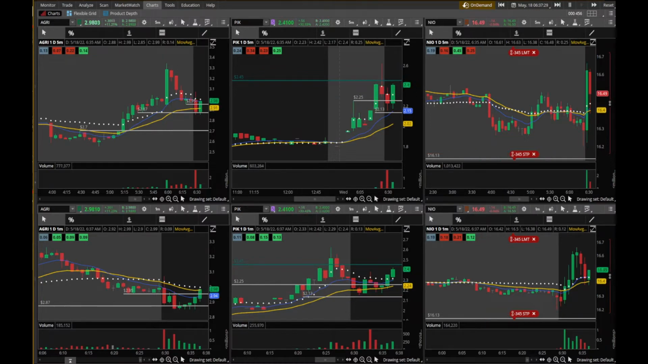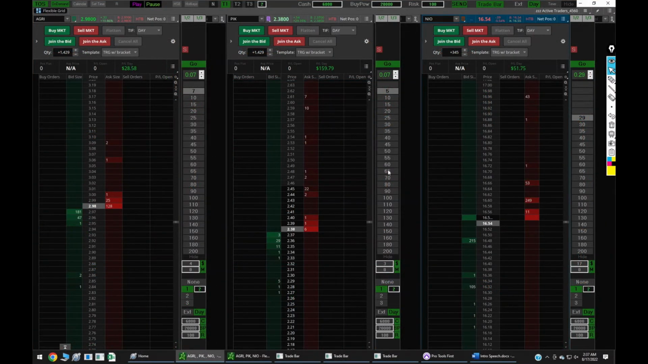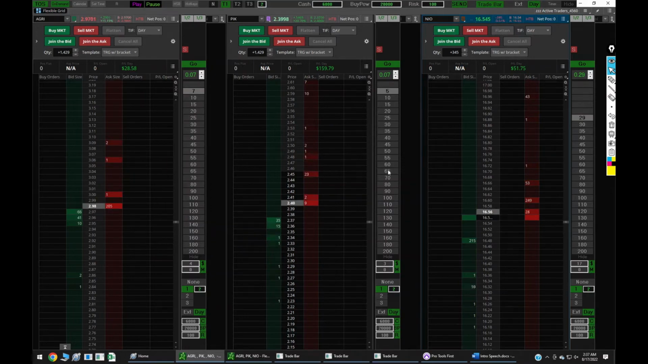Selling Neo, selling Neo, selling Neo again. Okay. So I sold, and sold. And here's where we're at on the day so far, up over 200.